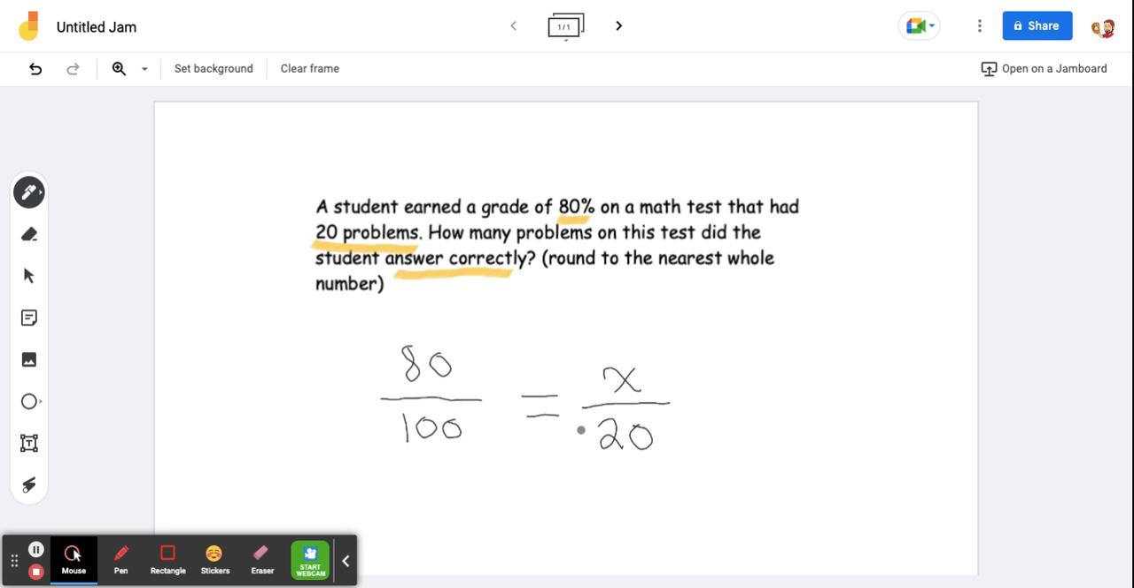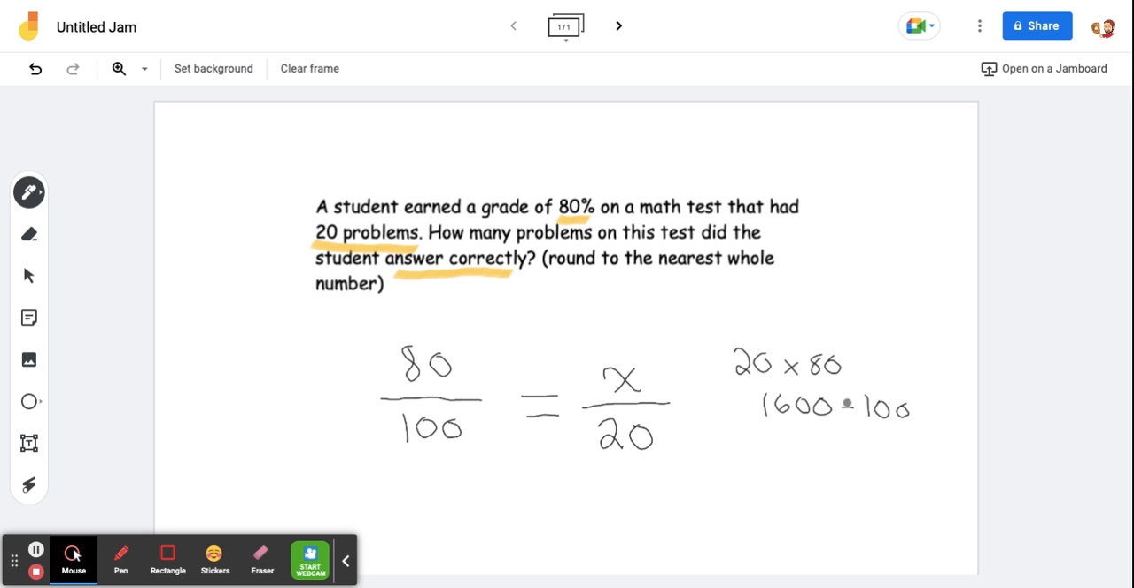From here, we can use our fish method, right? 20 times 80, divide by 100. So let's go ahead and do that. So I'm going to go ahead and do my 20 times 80. And when I do that, I get 1,600. 1,600. And then I'm going to go ahead and divide by my 100.